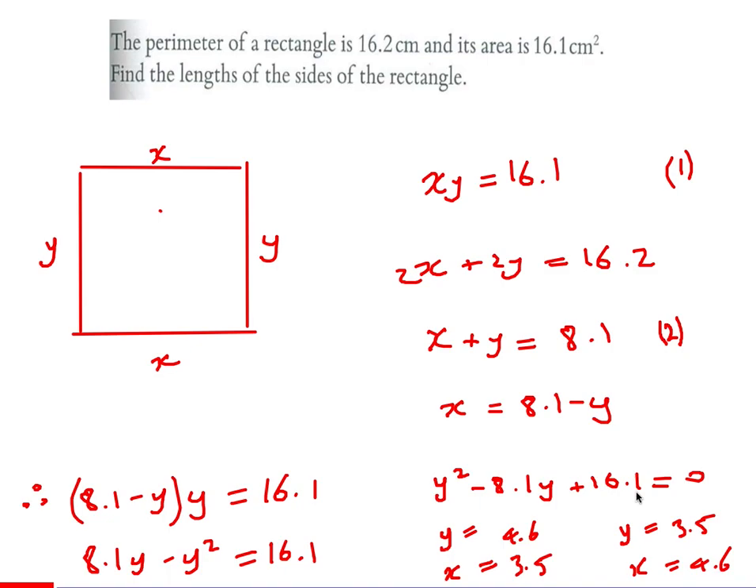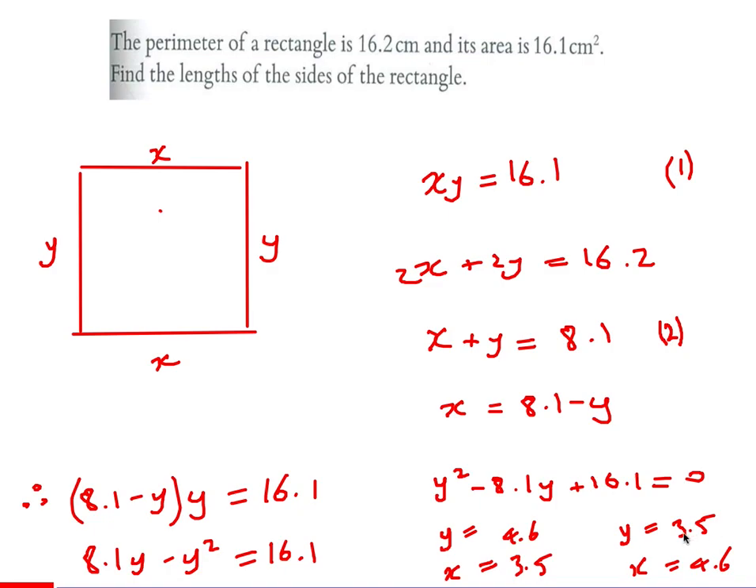Okay, this one's a bit more difficult. If I was faced with this one, I think I would just use the quadratic formula. Hopefully you know the quadratic formula: minus b plus or minus the square root of b squared minus 4ac, all over 2a. Stick in your numbers. You should get an answer of y is 4.6 or y is 3.5.